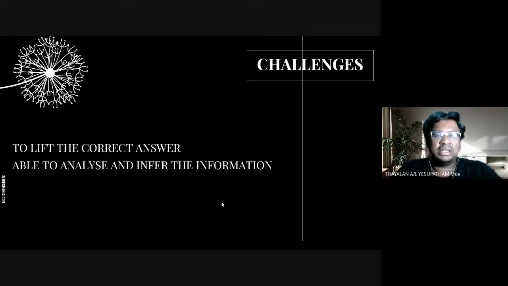Now, challenges. Basically, there are 2 main challenges here. The first one is to lift the correct answer. You see, for this particular task, you are required to take the correct answer. It may be a word or it may be a phrase, and transfer it. And then you should be able to analyze and infer the information. So you're able to read the text, analyze the text, understand the text, and infer the information so that you can transfer it properly.